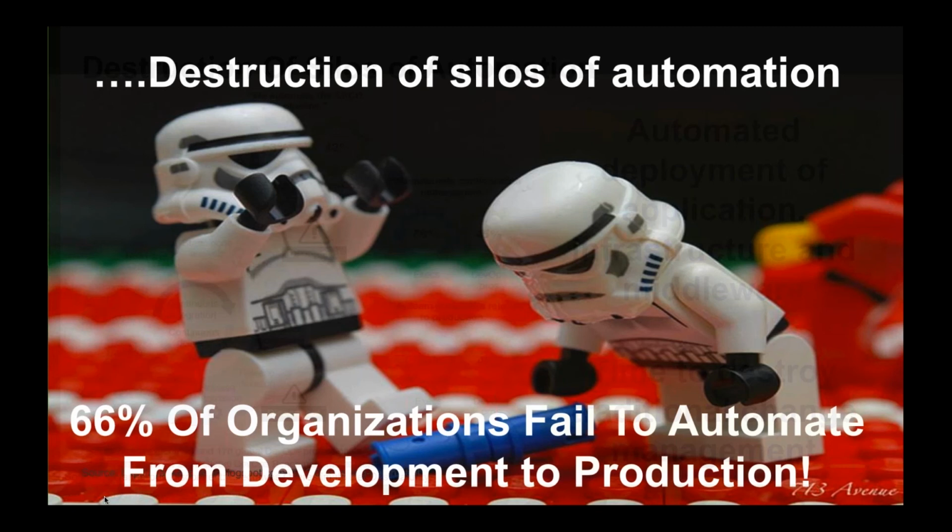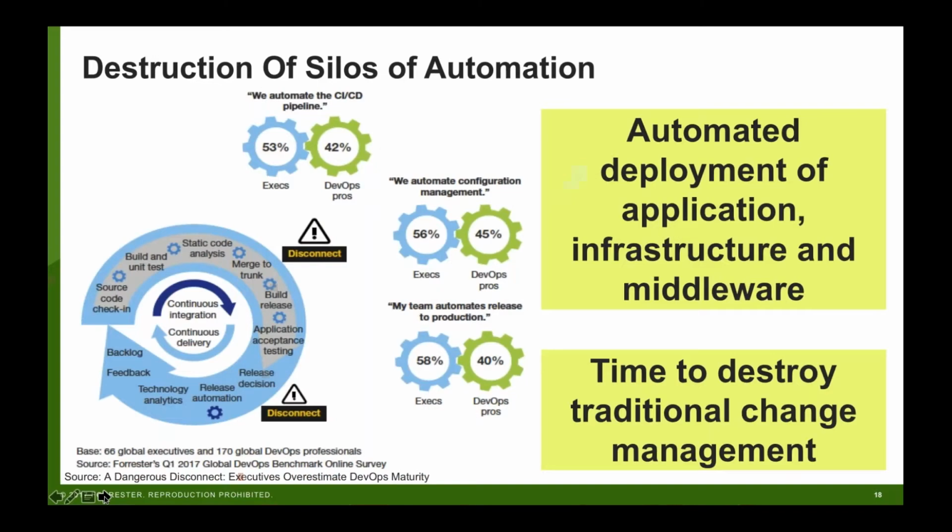So as we move through the destruction of the silos of automation, one of the things our research shows, if you look on the left here, is your typical end-to-end life cycle. You've got your ability to check in your source code. You're going to build, do some testing, merge, build and release, do some acceptance testing, and determine if you want to release or not. And then you want to ultimately automate that release and then, of course, do some analytics. And then, of course, we start the magic roundabout yet again.